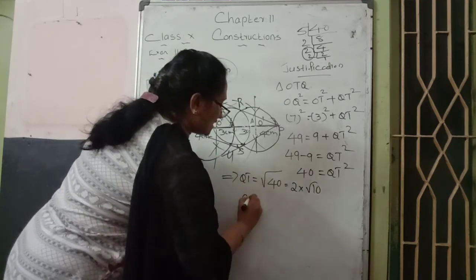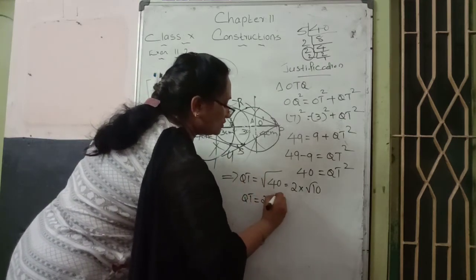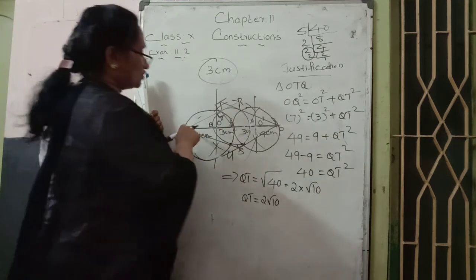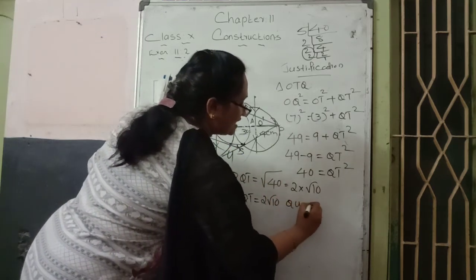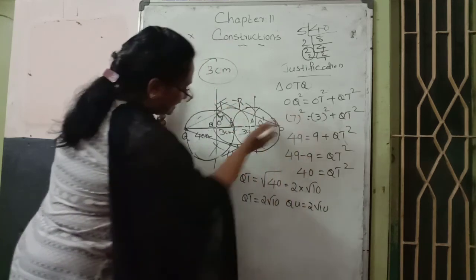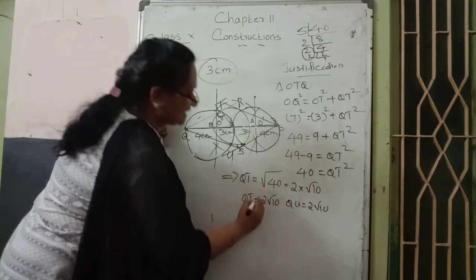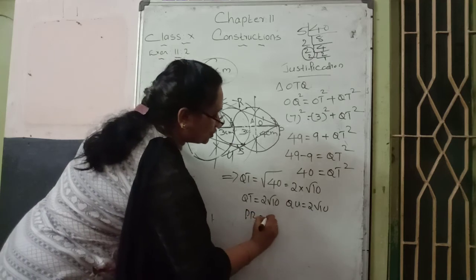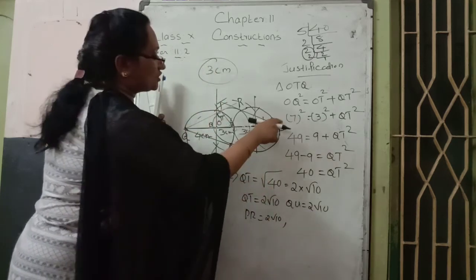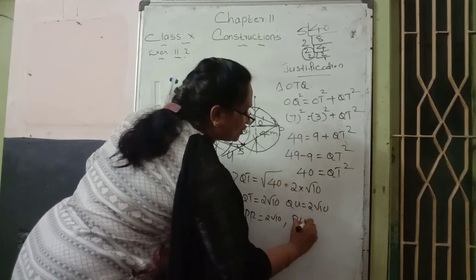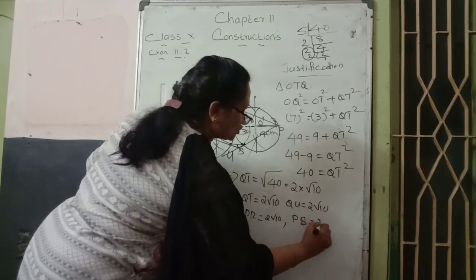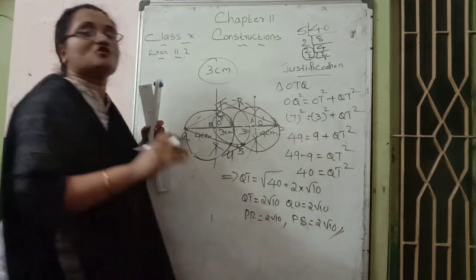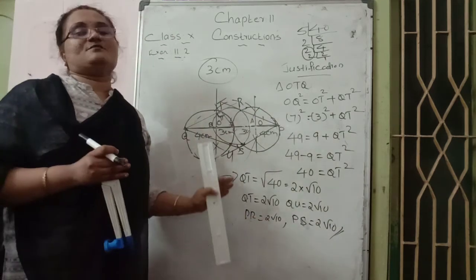That's why QT value becomes 2 root 10. QT is the tangent. In the same way, QU is also 2 root 10. In the same way, the right side tangents, PR is also 2 root 10. All tangents become equal. And PS is also equal. So PS is also 2 root 10. All 4 tangents have the same measurement.